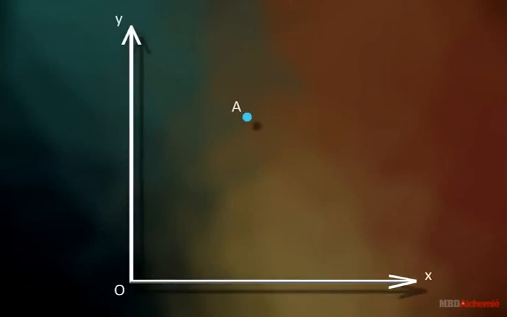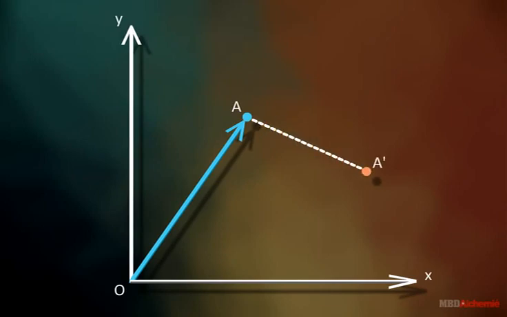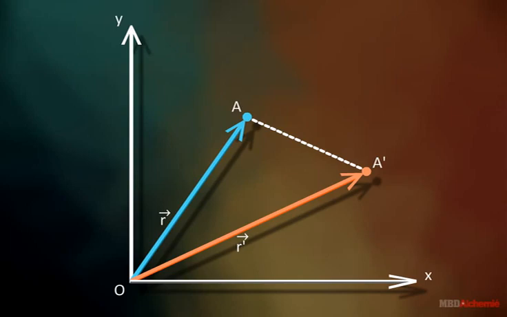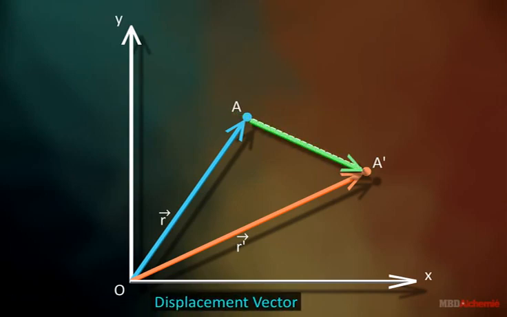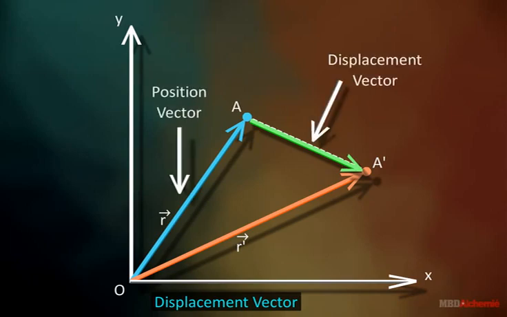If the object at point A is displaced from its position to new point A dash, then the position vector of object at time t dash is represented by arrowed line OA dash or vector r dash. The difference in the position of the points A and A dash joined with the line segment having arrow towards point A dash is called the displacement vector of the object in time interval t dash minus t.